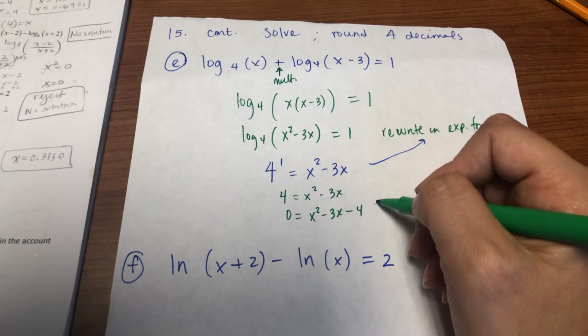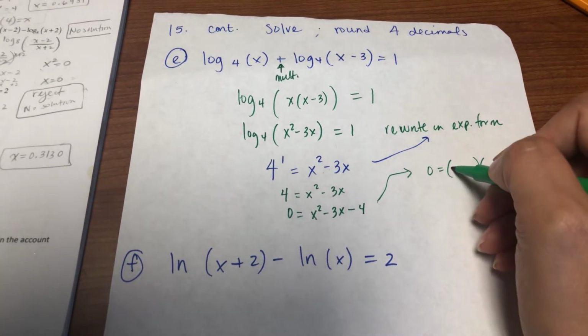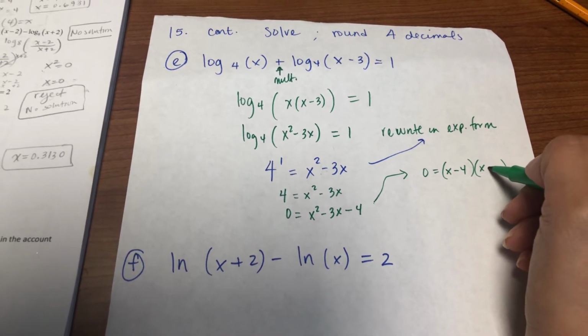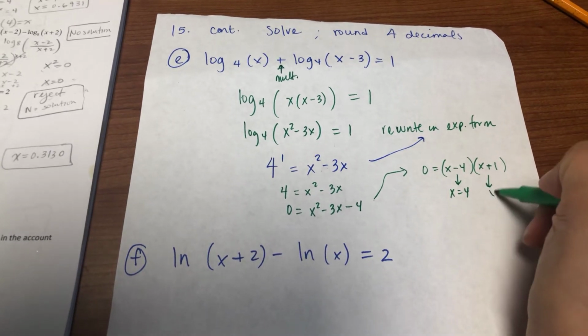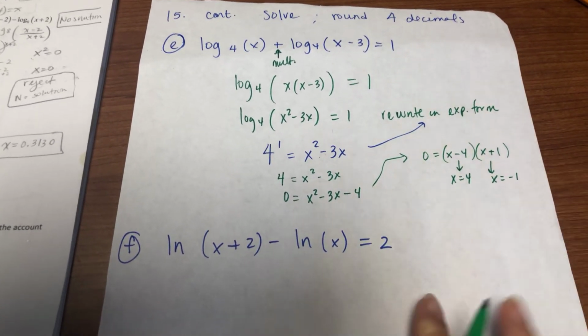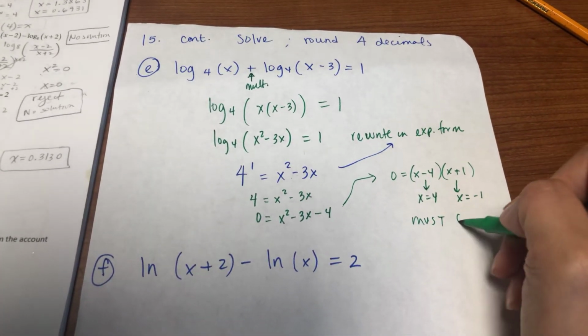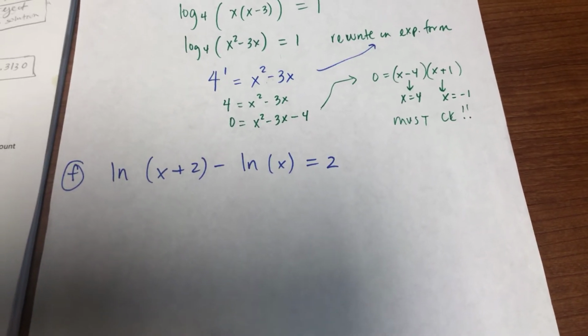I could factor that. So I get 0 equals the factors x minus 4 times x plus 1. And so then I get x equals 4 and x equals negative 1. But it is a log function, so we must check. Let's take a few seconds to just do a soft check here.